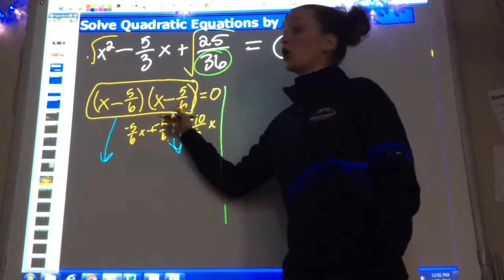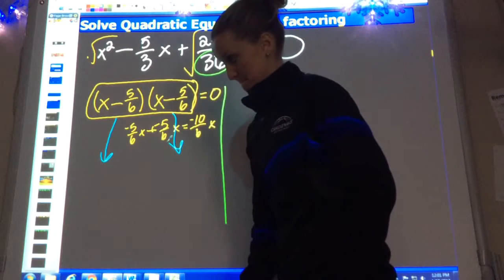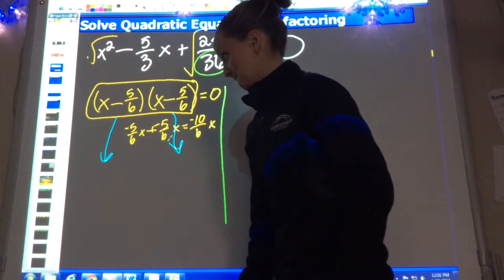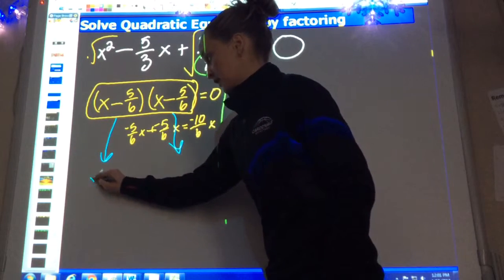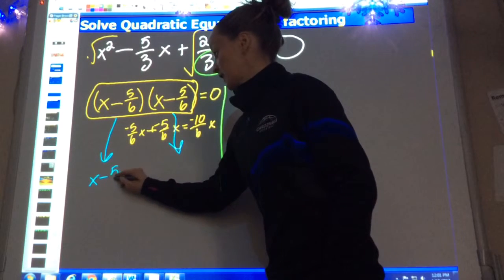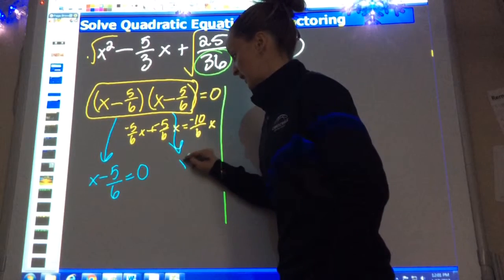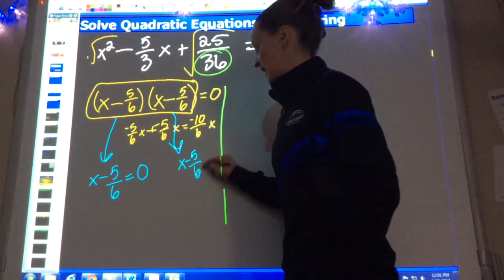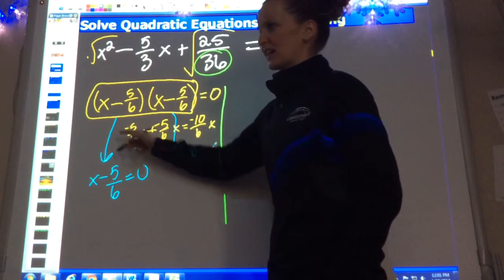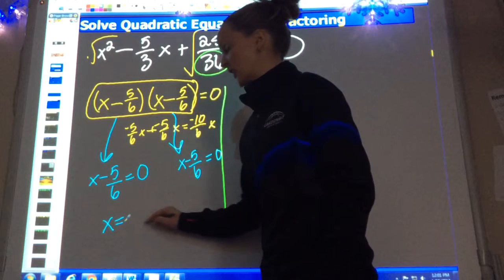If we're solving, what do we have to do to these? We have to set our factors equal to 0. Is that what everyone was going to say? I hope so. Okay, now, if you have two of the same like this, you only have to write it down once.